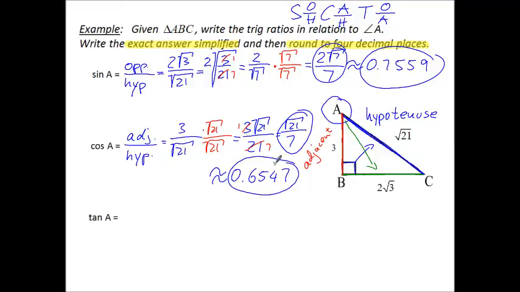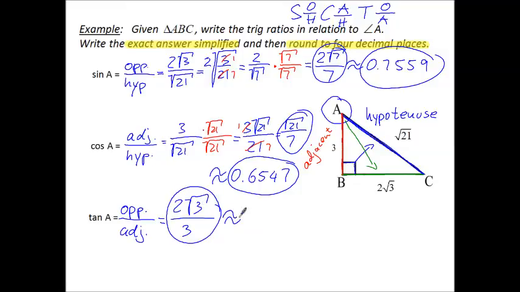The tangent of A is the opposite side over the adjacent side. The opposite side is 2 times the square root of 3 over 3. And here we don't have to simplify anything, because there is nothing we can do with the numbers outside of the radical, and there's no radical in the denominator. This is our fully simplified answer, and I did this on the calculator just like the 2 times before. Our rounded answer is 1.1547.